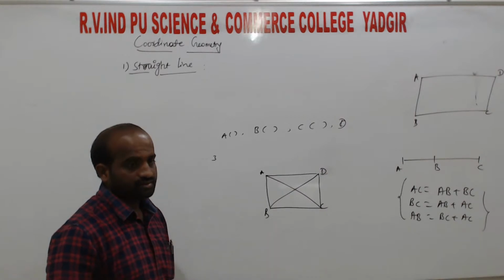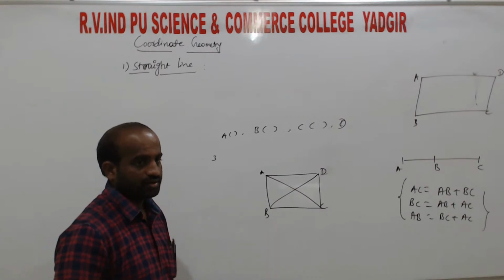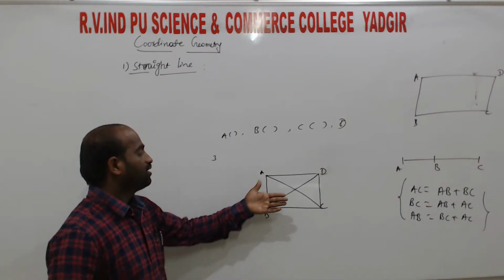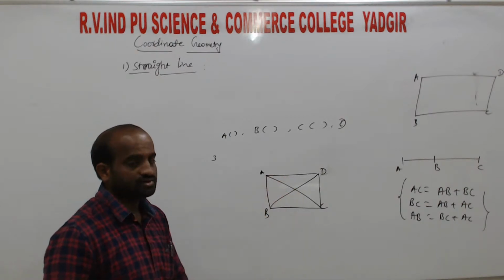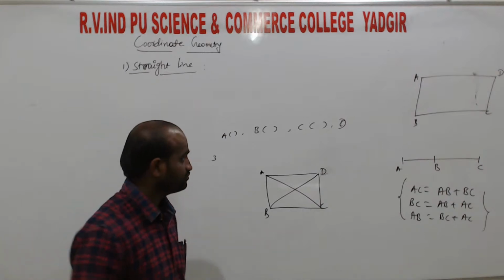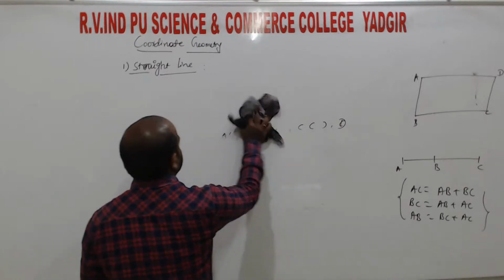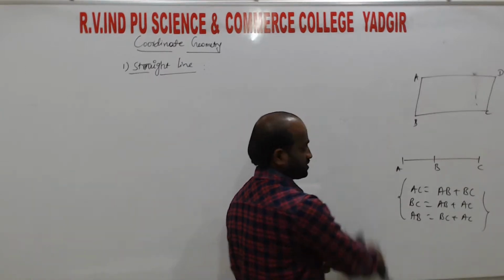Rhombus: only all four sides are equal. The diagonals are not equal in a rhombus. In a square, both the diagonals and the sides are equal. Up to this concept, we covered it in 10th class.